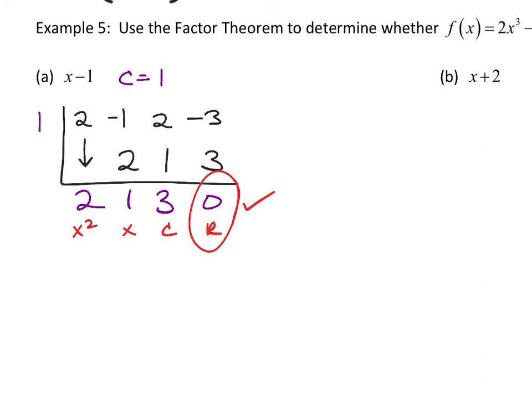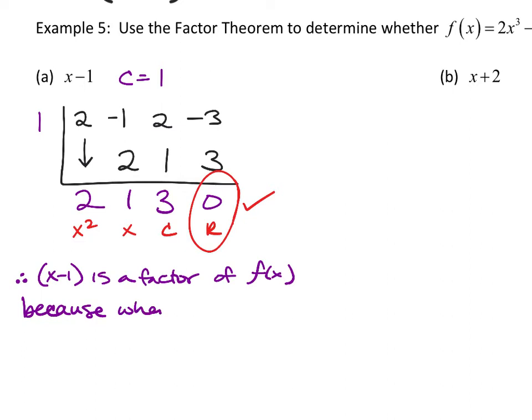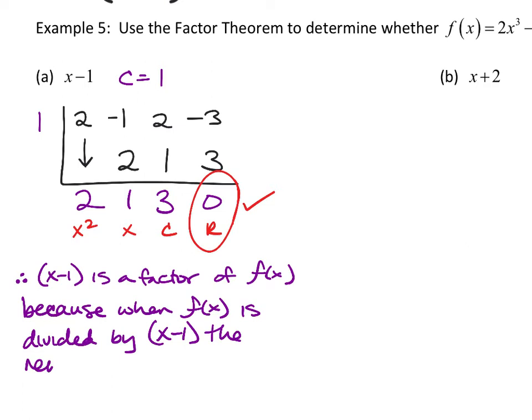So let's write that in a little mathematical sentence. So therefore, x minus 1 is a factor of f of x because when we divide f of x by that factor x minus 1, the remainder is 0.